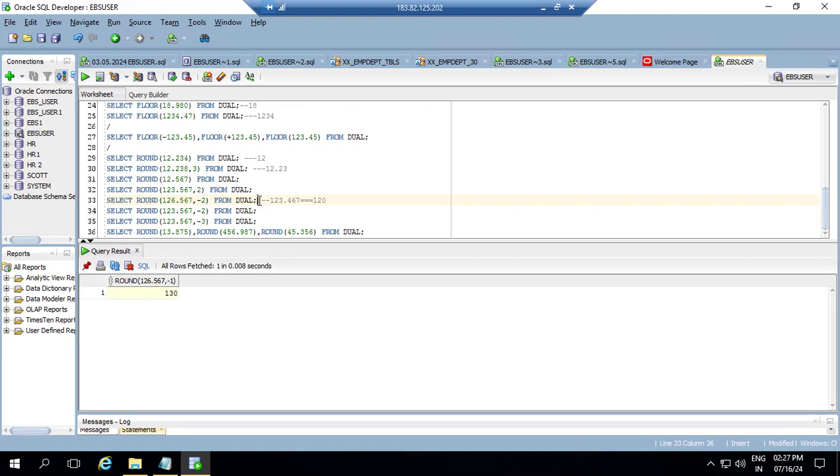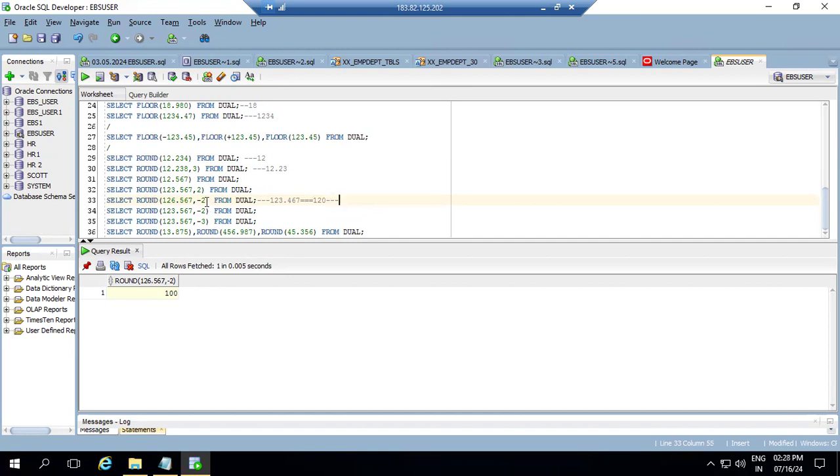I'm mentioning -2. Okay, I'll just execute this. How is it showing 100 here? How do you consider it?